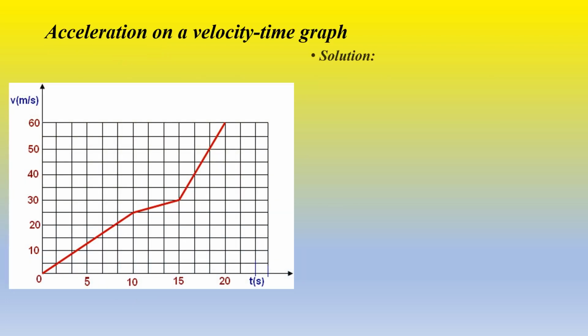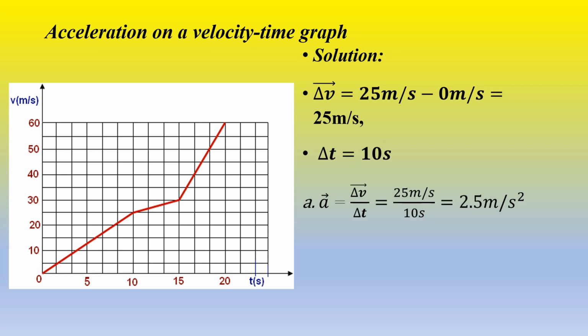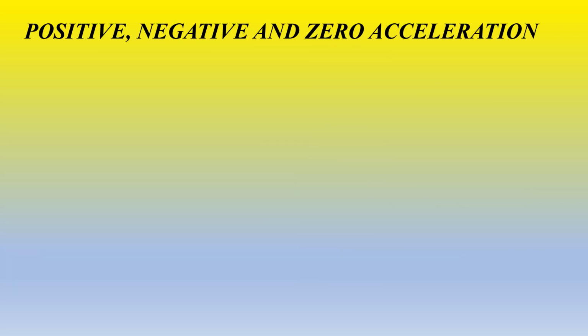Solution. a. Delta v equals 25 meters per second minus 0 meters per second equals 25 meters per second. Delta t equals 10 seconds. Acceleration equals change in velocity over change in time, equals 25 meters per second over 10 seconds, equals 2.5 meters per second squared. b. Acceleration equals change in velocity over change in time, equals 30 meters per second minus 25 meters per second over 5.0 seconds, equals 1.0 meters per second squared.